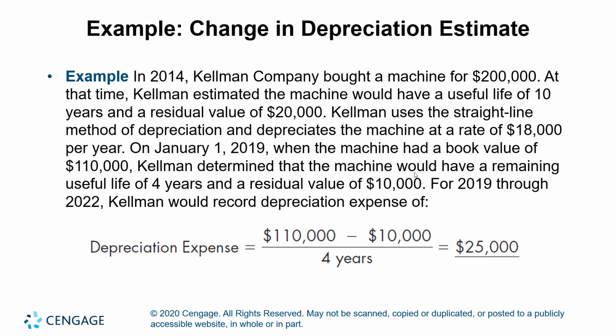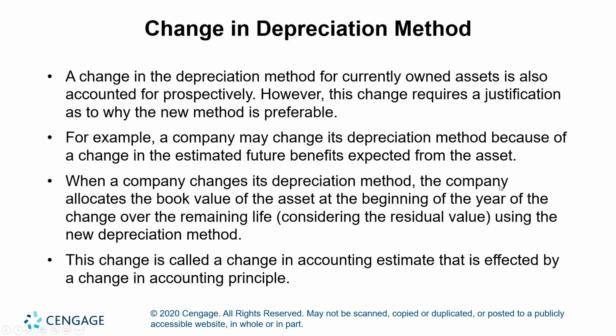instead of 18. A change in depreciation method for a currently owned asset is accounted for prospectively. However, this change requires a justification as to why the new method is preferable. For example, a company may change its depreciation method because of a change in estimated future benefits it expects from that asset. When a company changes its depreciation method, the company allocates the book value of the asset at the beginning of the year of the change over the remaining life while using the new depreciation method. This change is called a change in accounting estimate and is effected by a change in accounting principle.